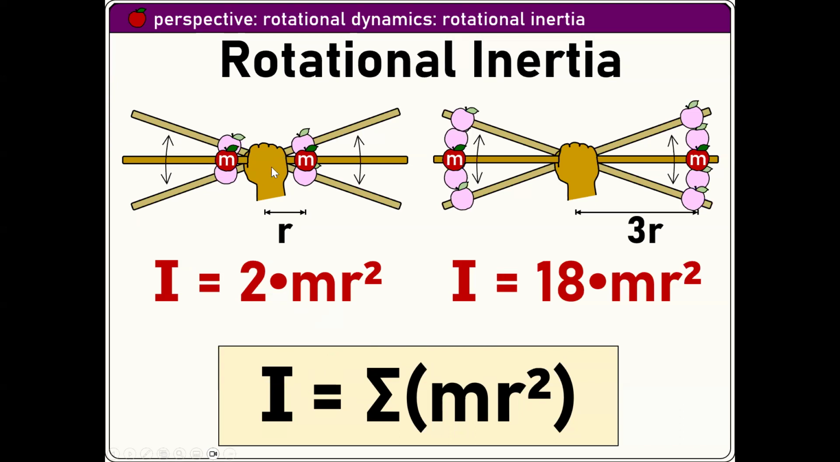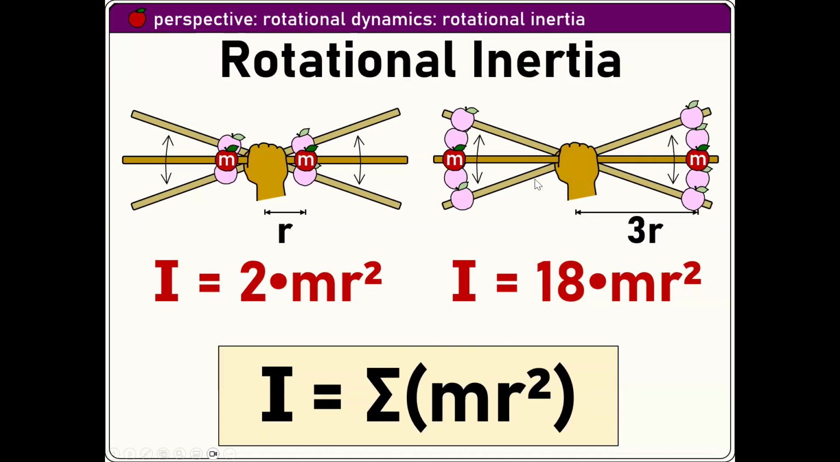So let's say the one I had in my left hand, some mass at some distance r, so that's mr squared for that point. This is another mr squared from the pivot point I'm holding in the middle. Add it all together, it's 2mr squared. So sum of means add them up.